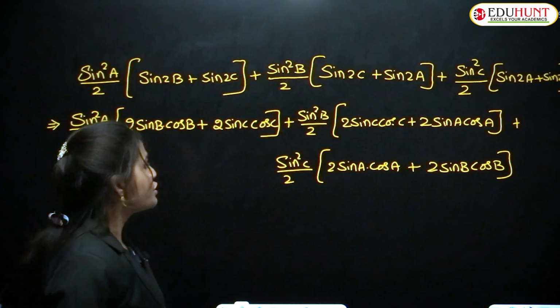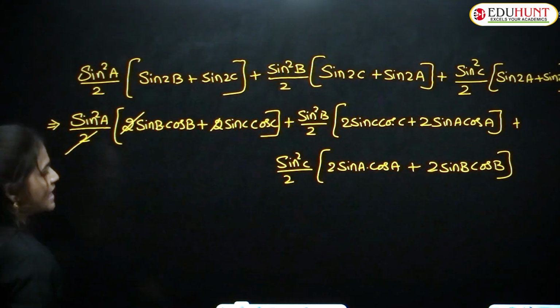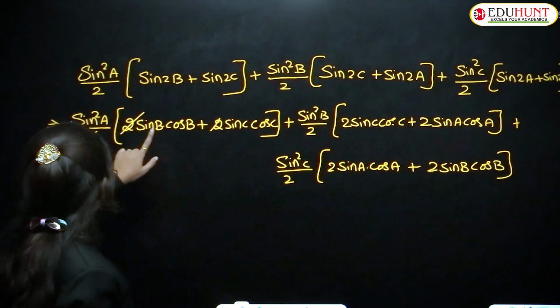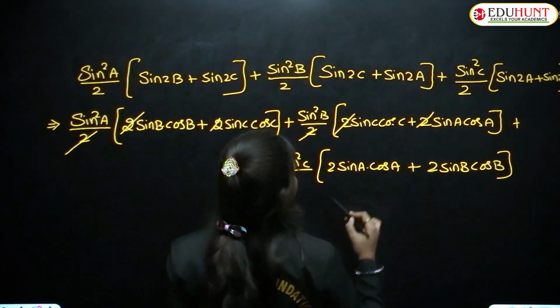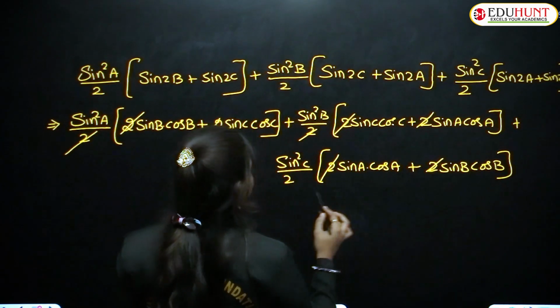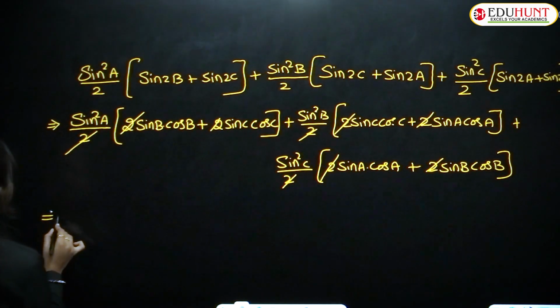Am I clear to you? So here we can do the cancellations. Here 2 and here 2 gets cancelled. If you take the 2 as common, then 2 and 2 gets cancelled. And in the same way, here also 2 gets cancelled. And here also we can cancel that 2. Now here, simplification.